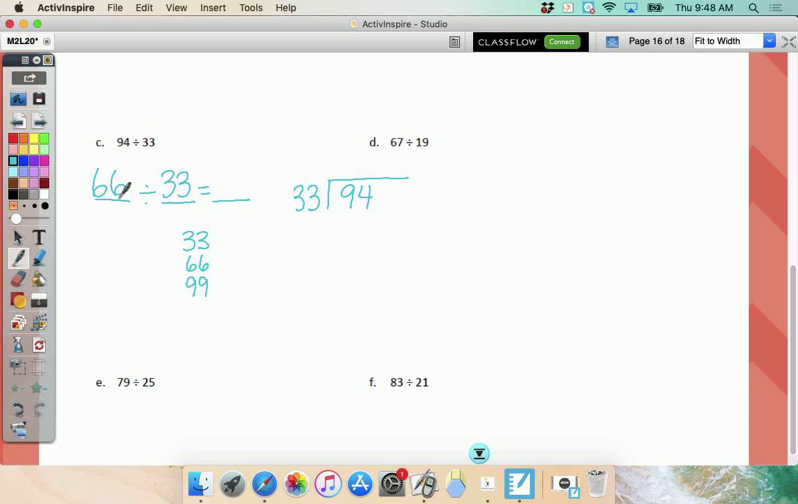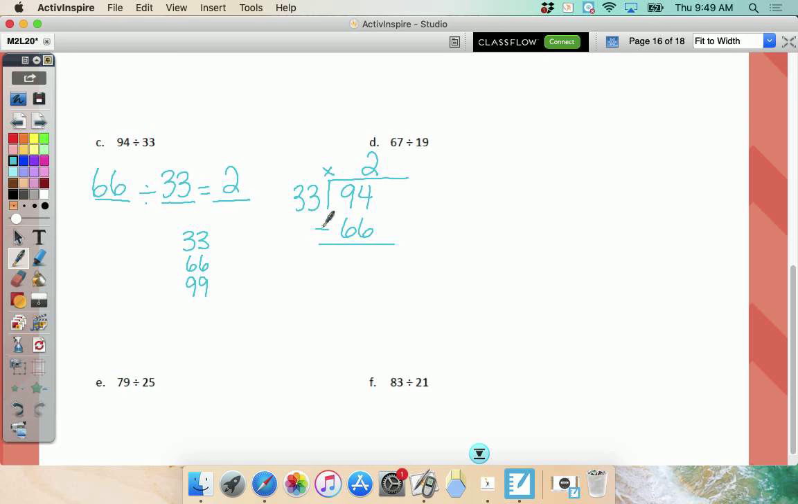66 divided by 33? 2. Remember, 1, 2. That's how you figure it out. So I'm going to write a 2 on top. Where, Tyler, where am I going to write the 2? Over the 4. Good. And I already know that 2 times 33 is 66.